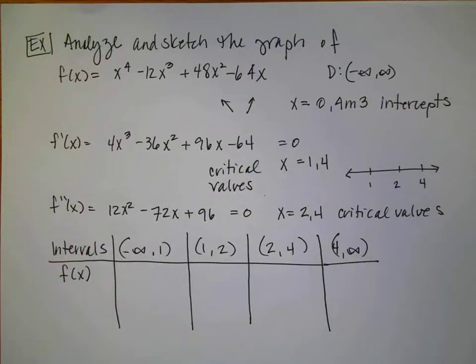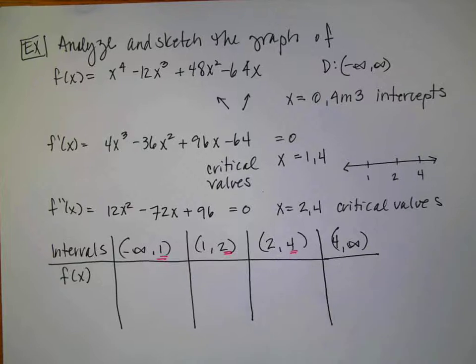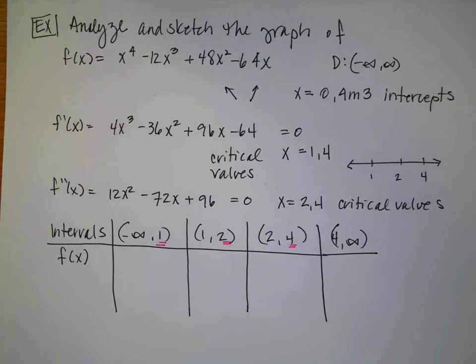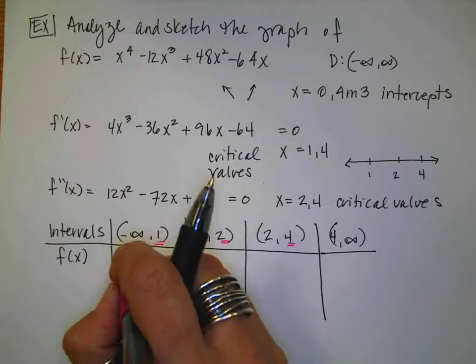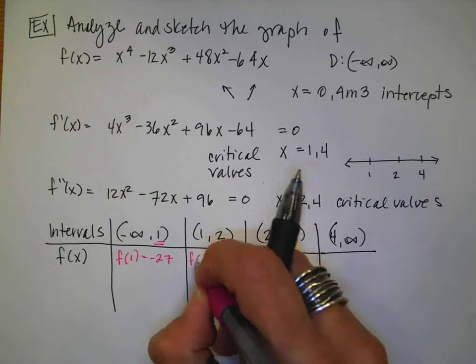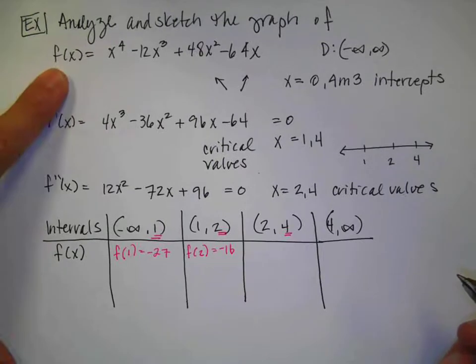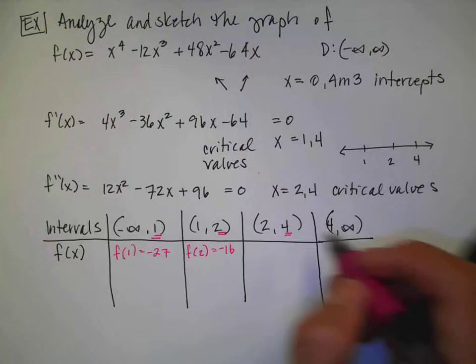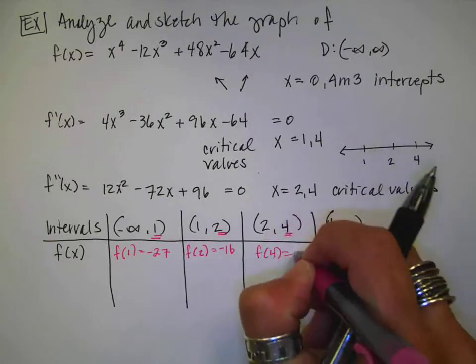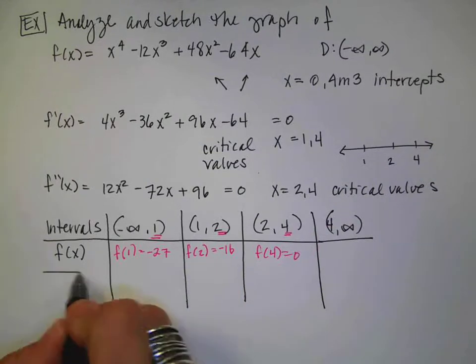Alrighty, so now I'm going to evaluate my function, okay? When I evaluate the function, I'm going to evaluate these endpoints because it helps me look at my extrema. So if I evaluate f of 1, I get negative 27. And if I evaluate f of 2, I would get negative 16. I know that's a lot of work that I'm not doing, but I'm assuming that you could use your calculator to help you do that math. You just can't look at the graph. And then f of 4 is equal to 0. And then I don't need to evaluate this one, okay?